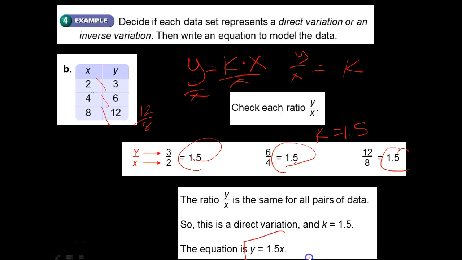So plug it back in, like I said before. You can't leave it as k equals 1.5. Plug it back into y equals. Plug your 1.5 in for your k, and there you have your direct variation equation.